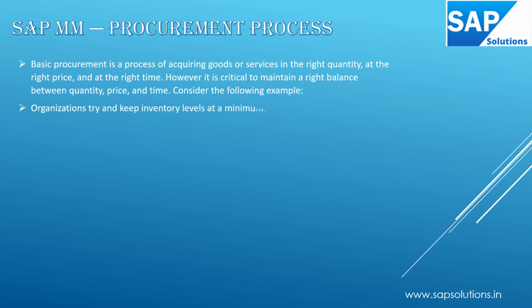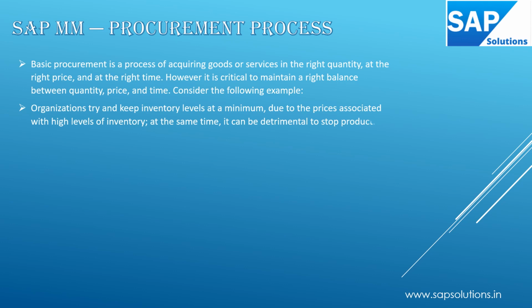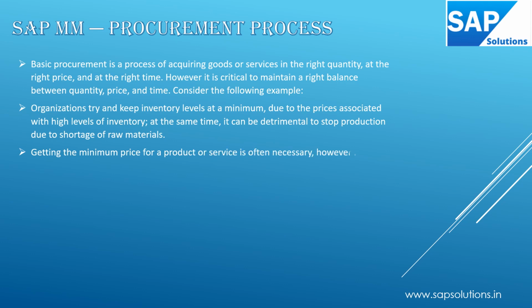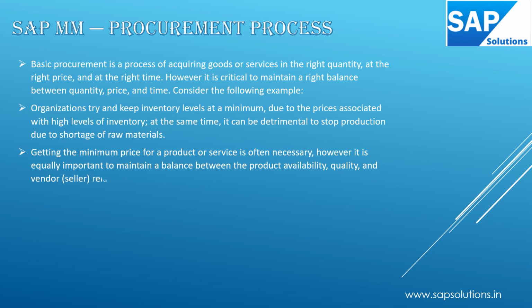Consider the following example. Organizations try and keep inventory levels at a minimum, due to the prices associated with high levels of inventory. At the same time, it can be detrimental to stop production due to shortage of raw materials. Getting the minimum price for a product or service is often necessary. However, it is equally important to maintain a balance between the product availability, quality, and vendor-seller relations.